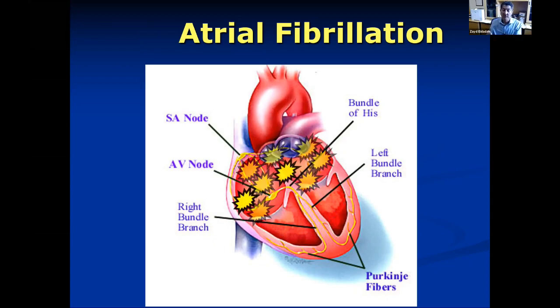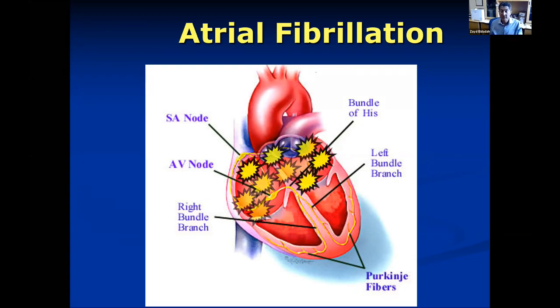The AV node is similarly being bombarded by all this, and it will conduct as best as it can, as rapidly as it can, based on its normal intrinsic physiology. In an elderly patient with AV node conduction disease, when there's a lot of fibrous tissue in that AV node, it might conduct slow. So atrial fibrillation may be conducted to the ventricles with a slow response, a bradycardic response.